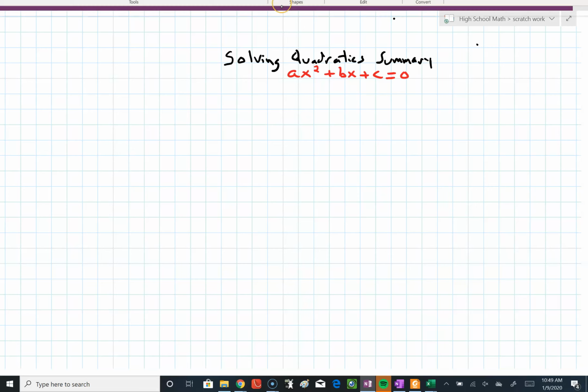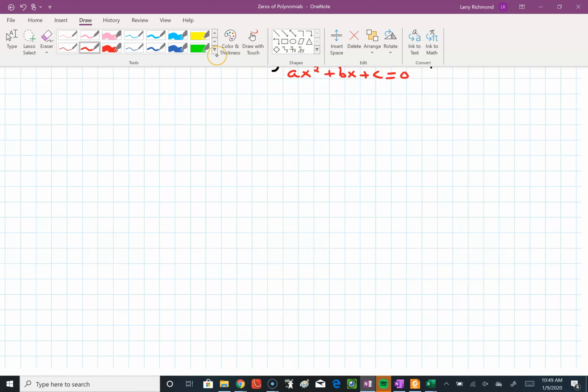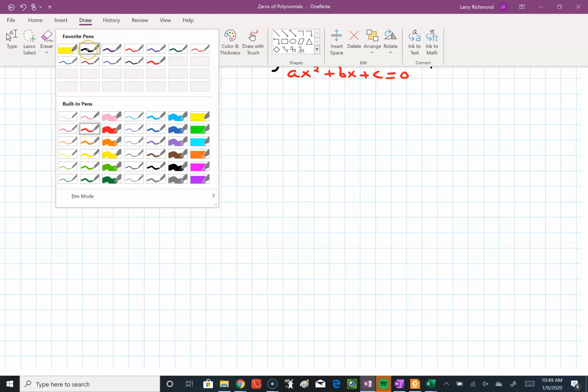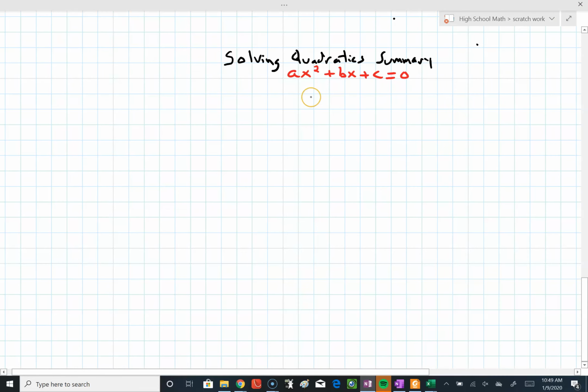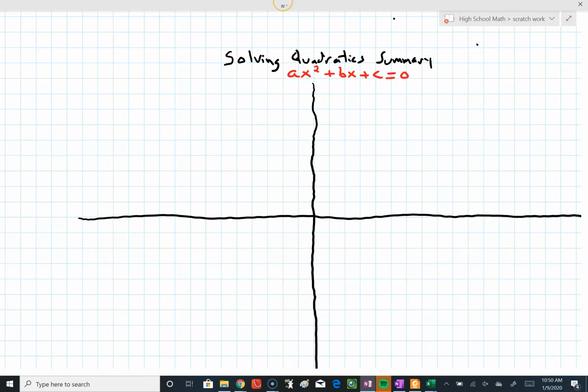I'm going to try to get all these on one sheet of paper so that you can, in theory, see all of our review here on one page. We haven't talked about this in this unit, but we have talked about it recently. I want to begin by solve by graphing.